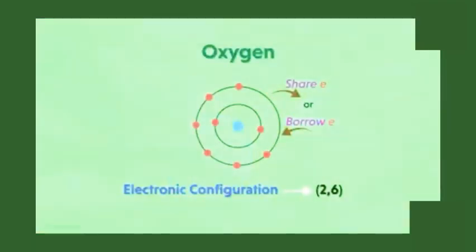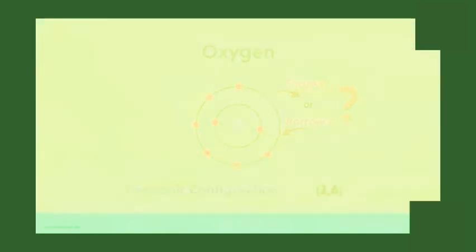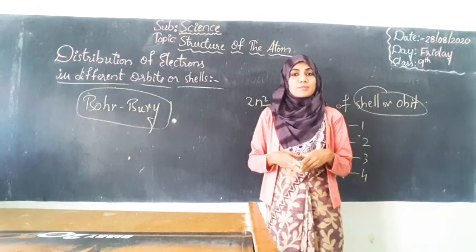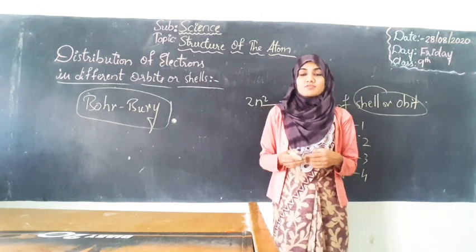Now you tell me, how will the atoms decide how many electrons are to be given or accepted? How will they understand that electrons need to be shared with the other partner? Who decides all this? Well, the answer to all these questions is the concept of valency. That was all about the distribution of electrons into different orbits and the concept of valency.